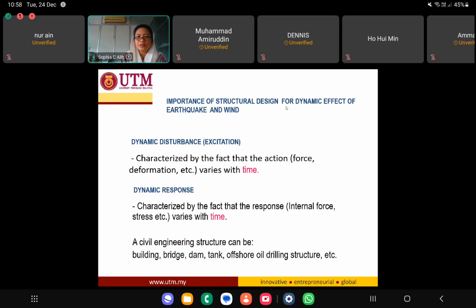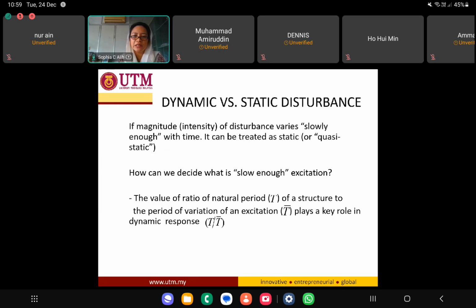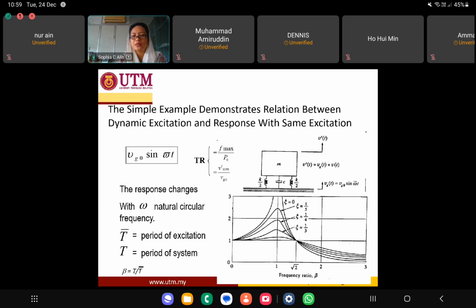Importance of structure design. This one we already covered by my explanation just now. You can just check on it. This is the graph that I showed to you, the beta factor. So this is the beta ratio, and this is the dynamic amplification, and this is the curve. This is plotted for different values of damping ratio, and I'm sure you also have damping. You know about damping ratio, right?